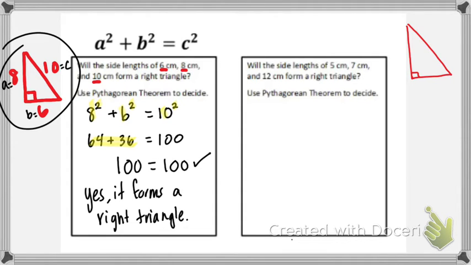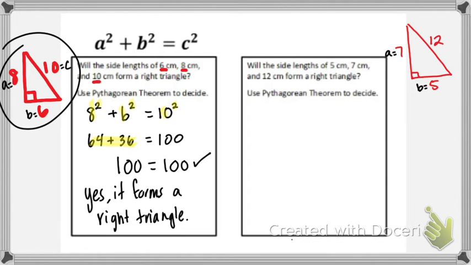Supposedly it's a right triangle. Side lengths of 5, 7, and 12. I know 12 is my hypotenuse, so it's always the longest side across from the 90-degree angle. Then we have 5 and 7, so I'm going to put 5 and 7 there. Okay, I'm going to go ahead and label them. A is going to be 7, B is going to be 5.